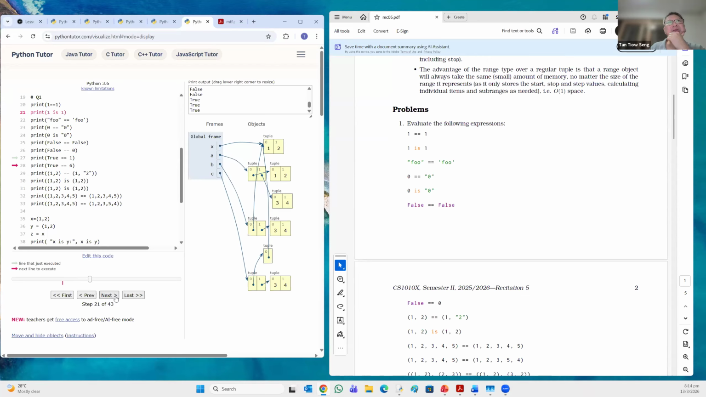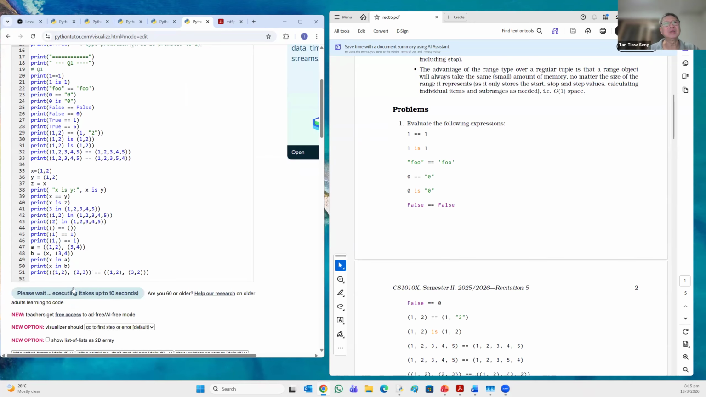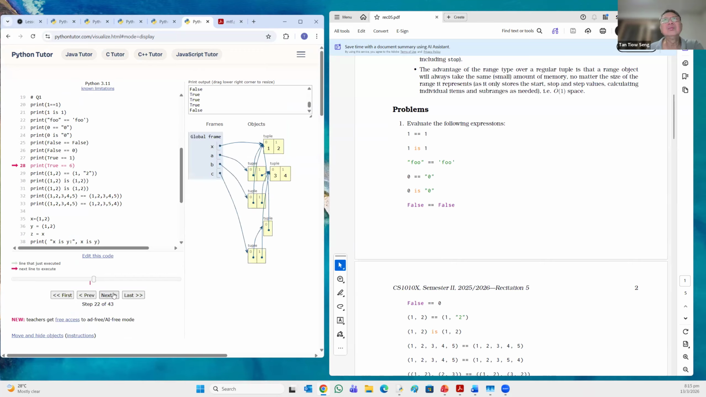Is it true? No. True is promoted to be 1. Oh, 1 is not equal to 6. It's false. Okay. Let's try 3.11. I don't think there should be any difference. False. Okay, next.